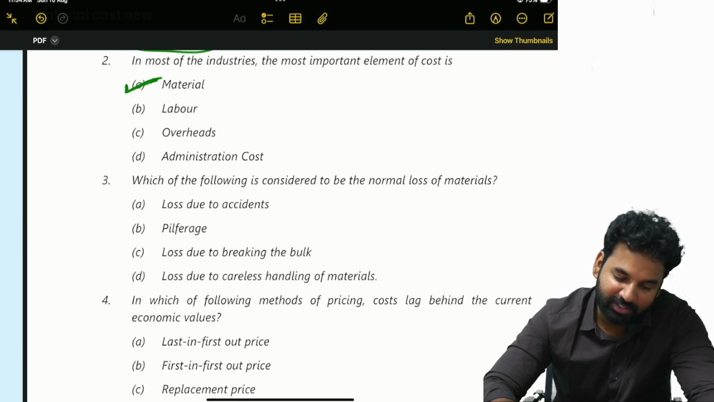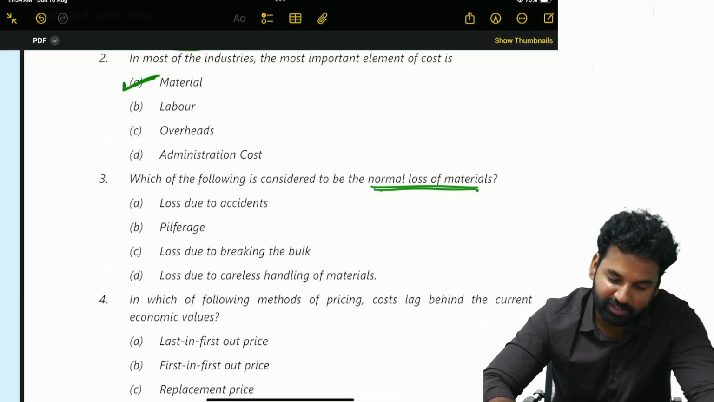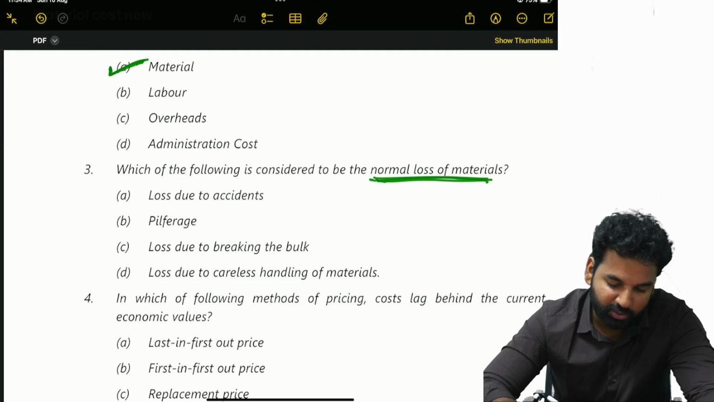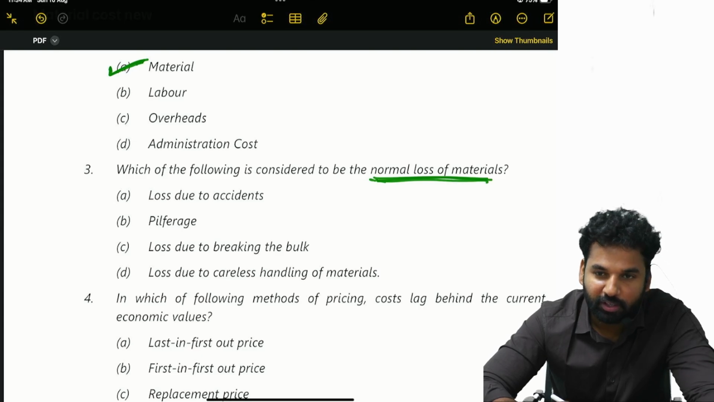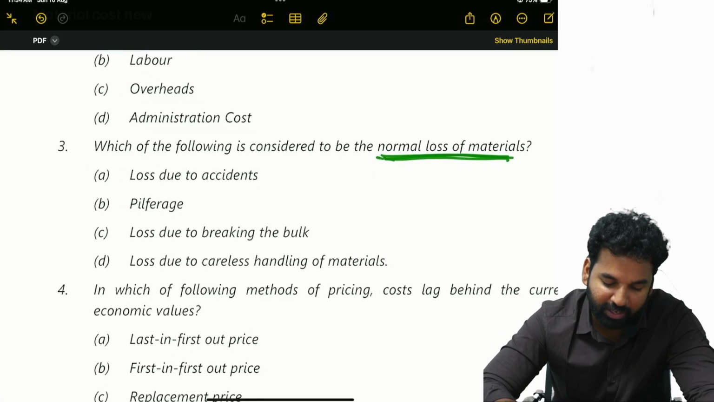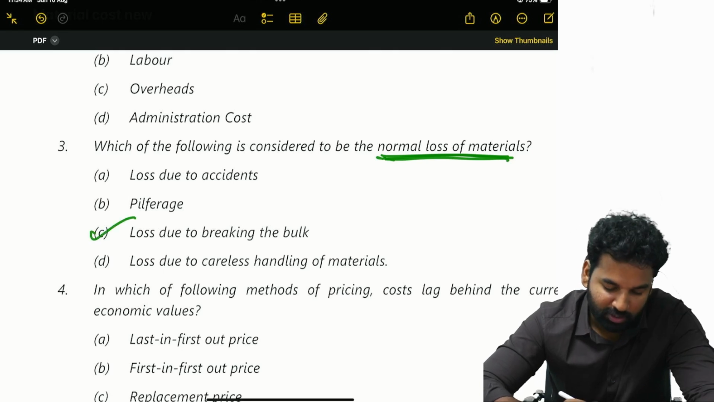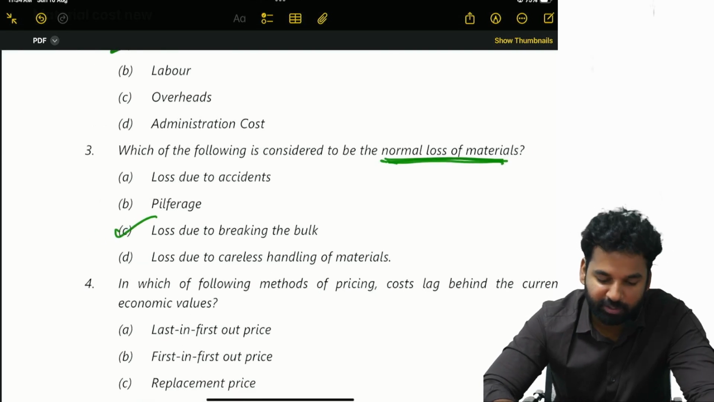Which of the following is considered to be normal loss of materials? Loss due to accidents. Abnormal. Pilferage. Abnormal. Loss due to breaking the bulk. Breaking the bulk, normal loss. Loss due to careless handling of materials. This is also abnormal. Okay.